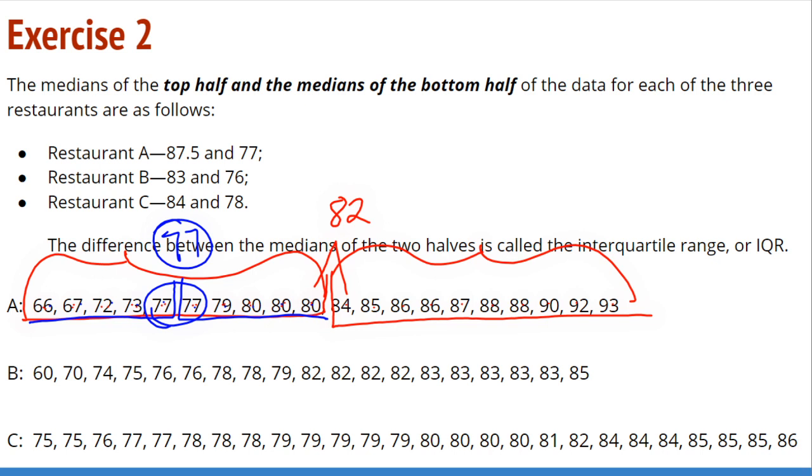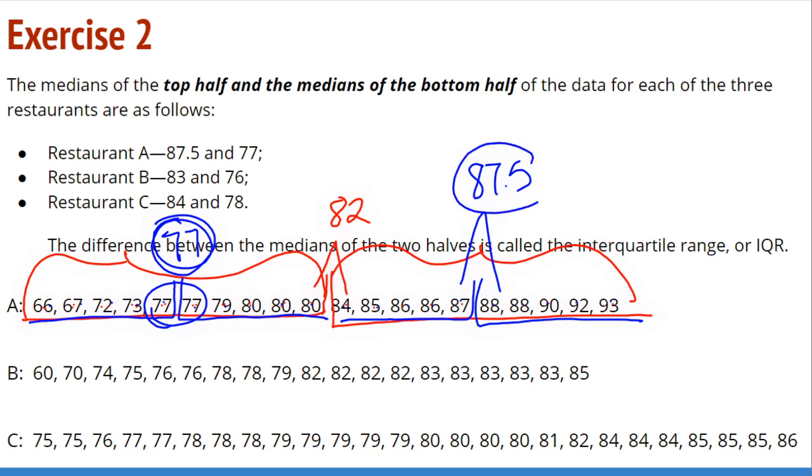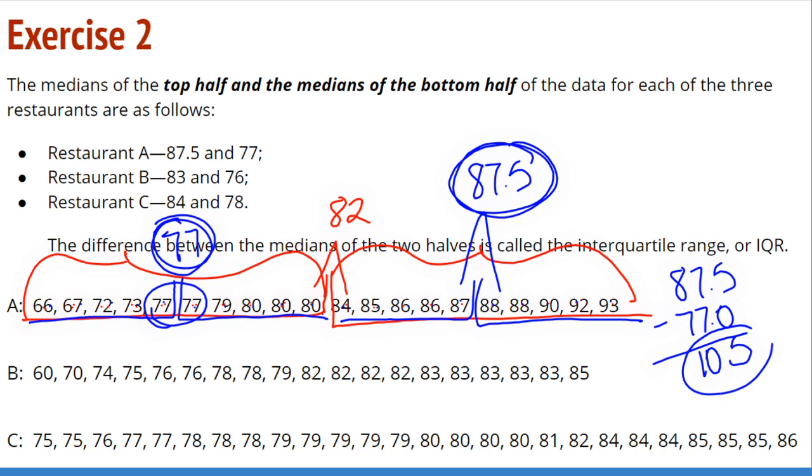Now I need to come over to the upper half and find the upper quartile. I need halfway between 87 and 88, which is going to be 87 and a half. So now I have a lower quartile, and now I have an upper quartile. To find the interquartile range, I find the difference. So 87 and a half subtract 77 is going to leave me with an interquartile range of 10 and a half. That describes how far apart these two numbers are.